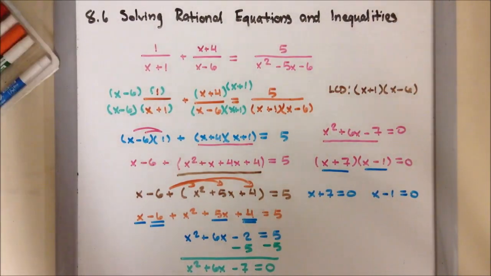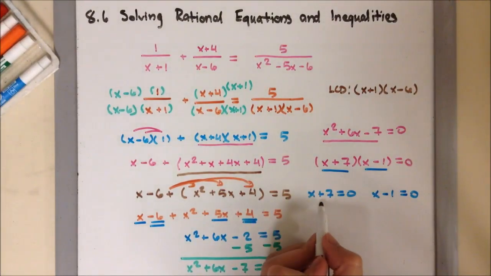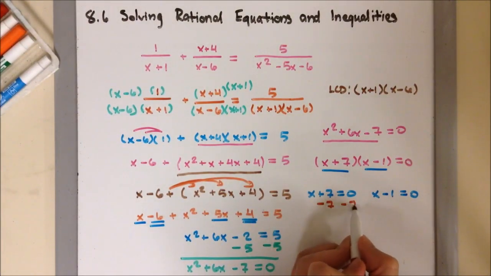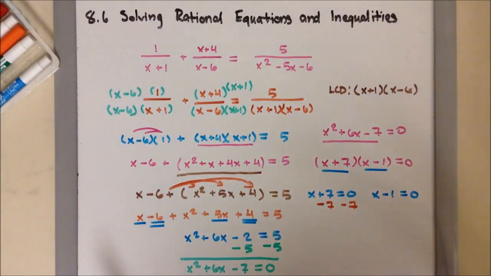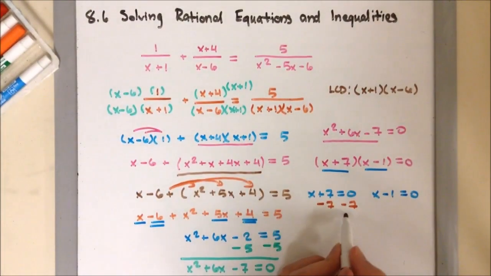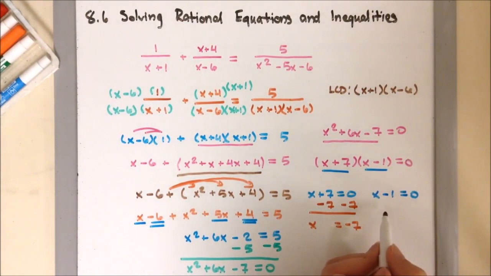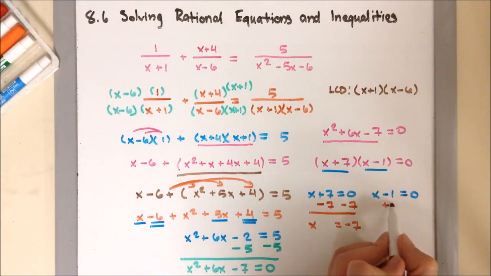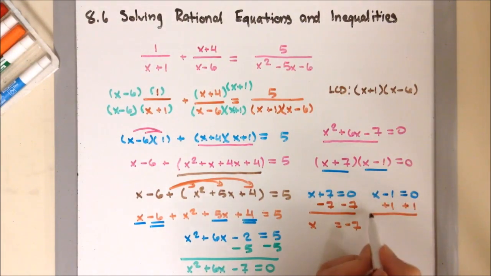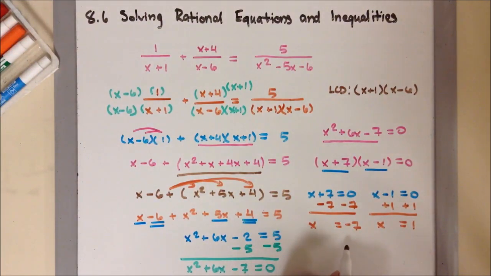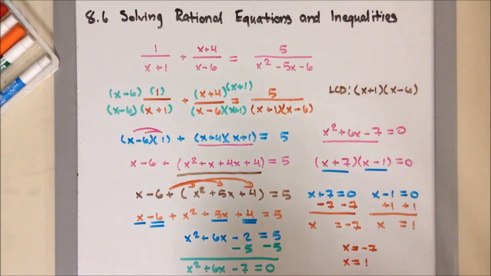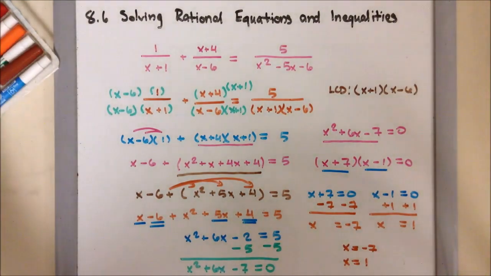Now, from there, to solve for x, in the first part, I'm going to subtract 7 on both sides. So when I do that, I'm going to have x equal negative 7. For this factor, I'm going to add 1 to both sides so I can solve for x. So I'm going to have x equals positive 1. So my two solutions are x equal to negative 7 and x equal to positive 1. So those are going to be my two answers. And let me box that up.